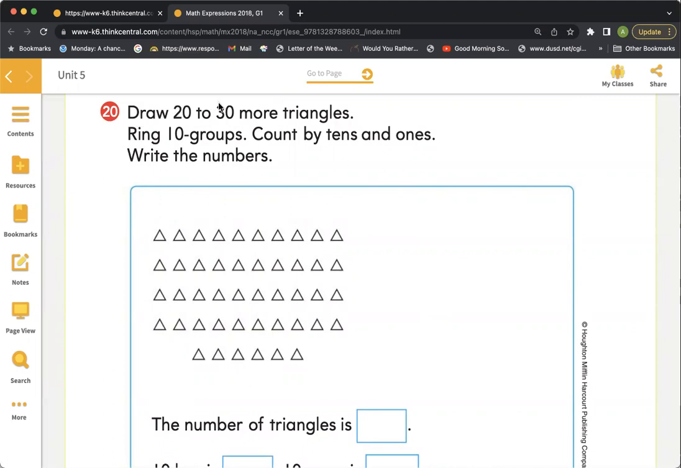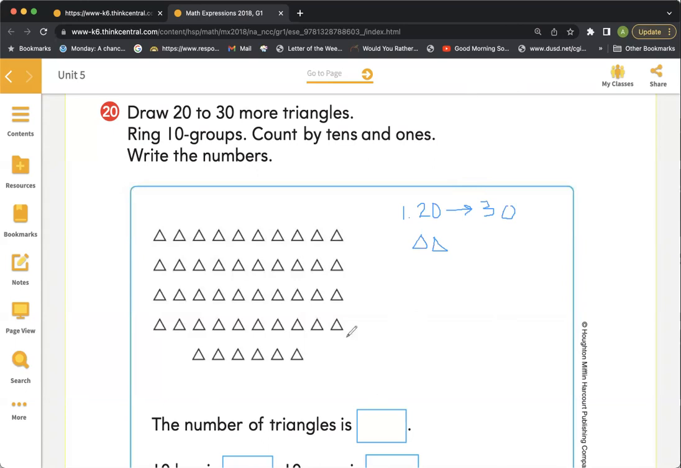This one says draw 20 to 30 more triangles. Ring the 10 groups, count by 10s and 1s. So first, draw 20 to 30. You can pick any number between 20 and 30, and you're going to draw triangles. You can choose to draw 20 triangles and keep it simple. You can choose to draw 23 triangles if you'd like. So that's the first step.